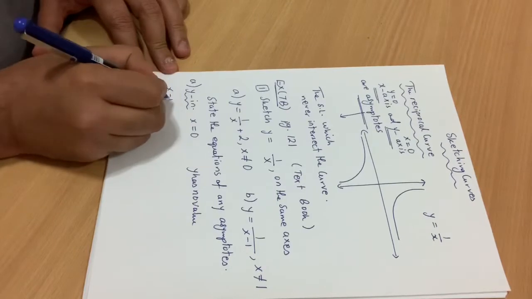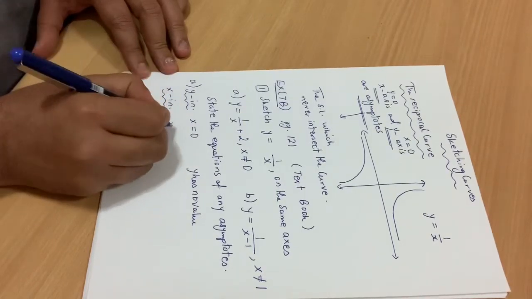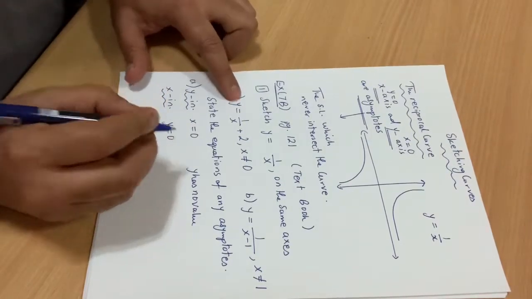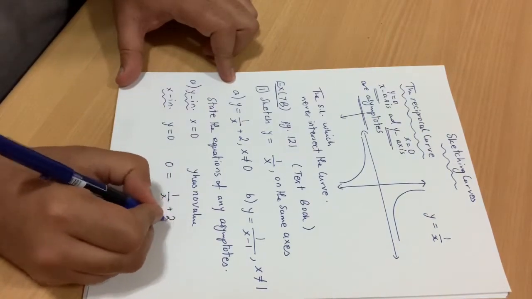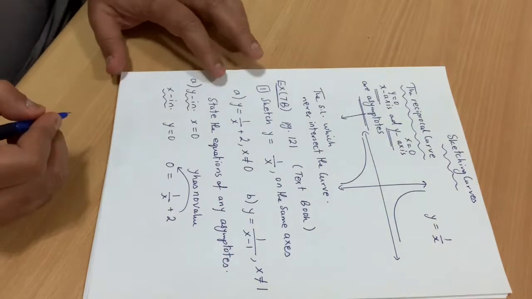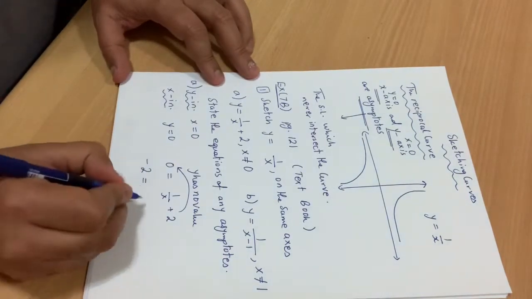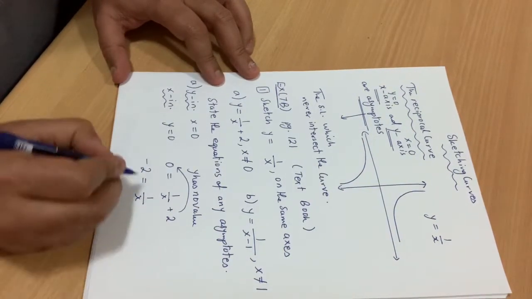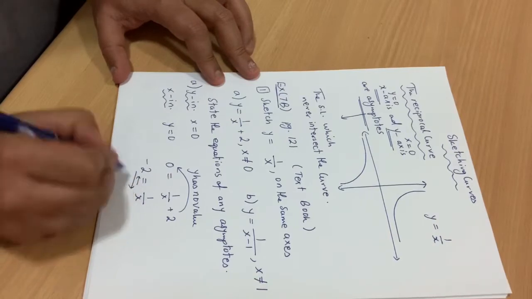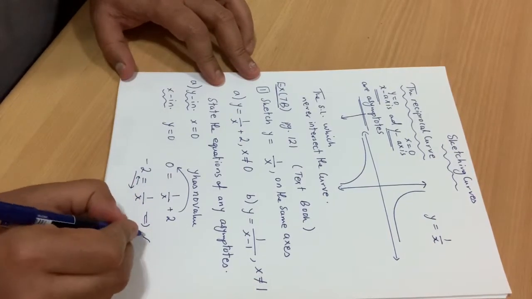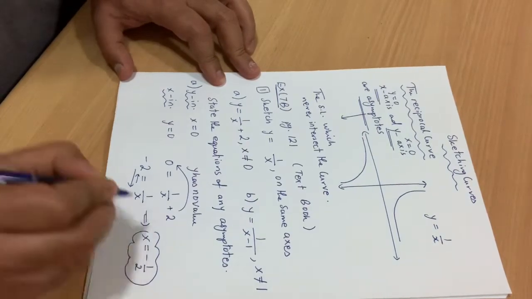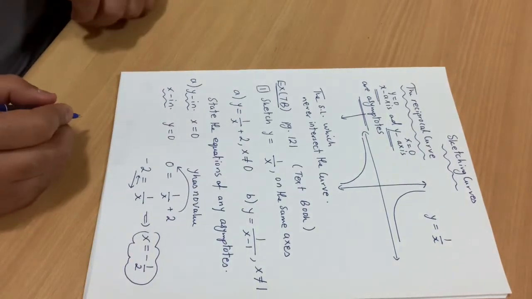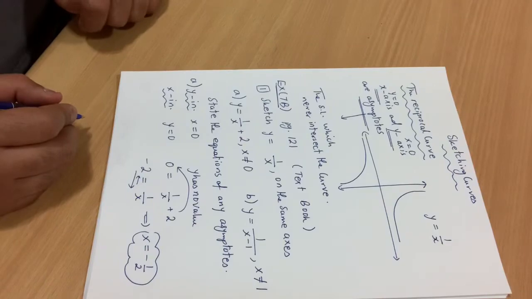And then to find the x-intercept, we're supposed to use y equal to 0. So if you replace y with 0, 0 equals 1 over x plus 2. Move 2 to the other side with a negative sign. Then you have negative 2 equals 1 over x. Using cross-multiplying or interchanging the terms, you can write x equals negative 1 over 2. So the intersection with the x-axis is negative 1 over 2.